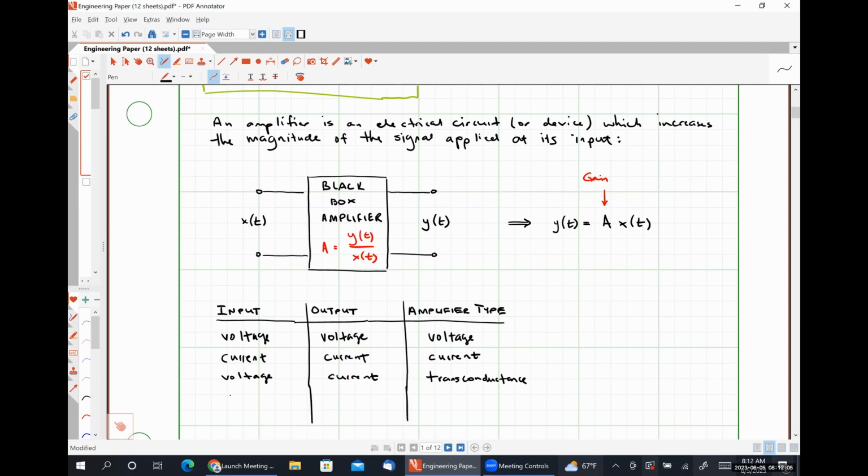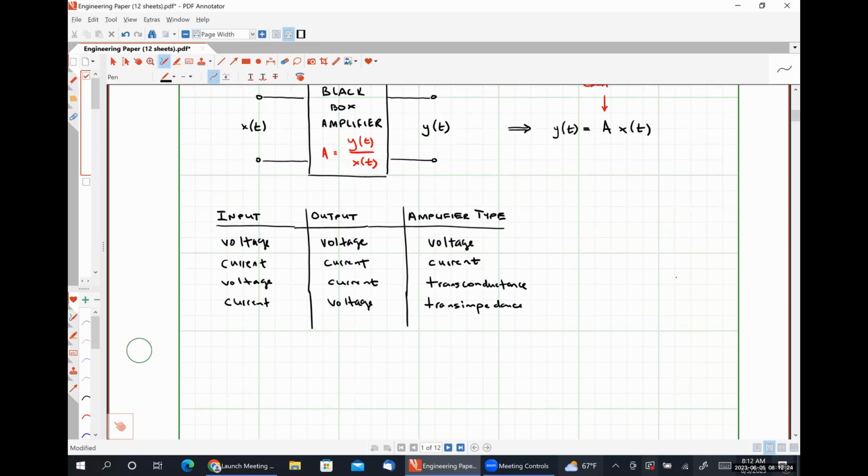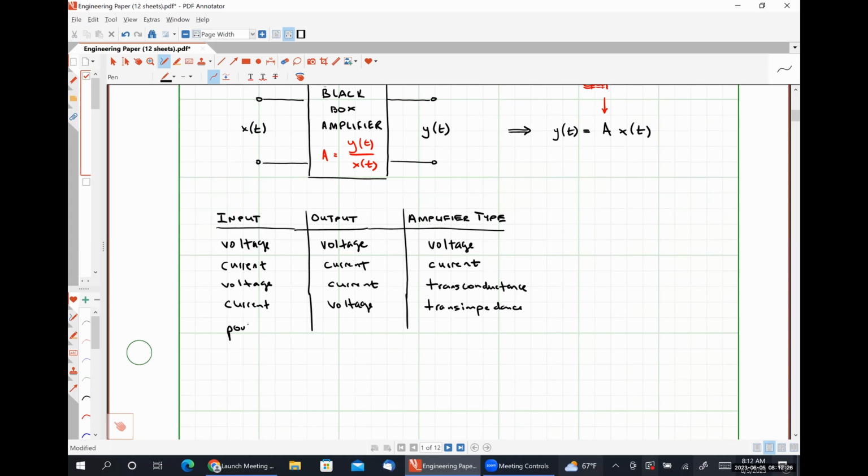We could have the opposite, where we have current at our input and a voltage at our output, which gives us a transimpedance amplifier, or commonly a transresistance amplifier. And then lastly, we have power at our input and power at the output. We have a power amplifier.